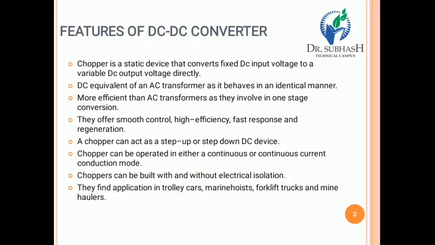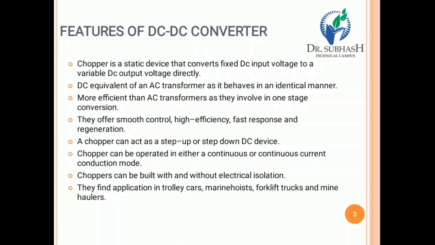A chopper can act as either a step up or a step down DC device. If the output voltage is more than the input voltage, the device is known as a step up device. If the output voltage is less than the input voltage, the DC device is known as a step down device. A chopper can operate in either continuous or discontinuous current conduction mode. A chopper can be built with or without electrical isolation.